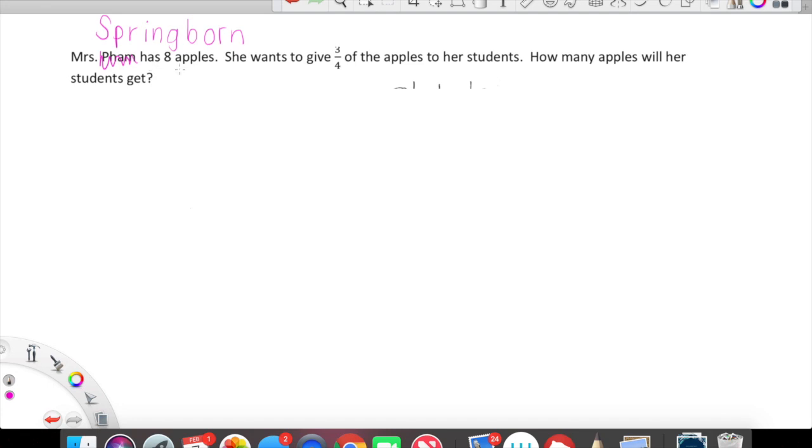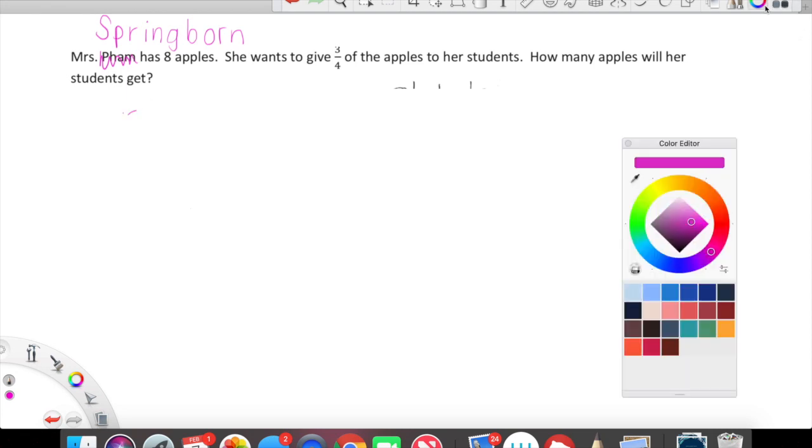Mrs. Springborn has 8 apples. She wants to give 3/4 of the apples to her students. She's the best. How many apples will her students get? Okay, let's go ahead and draw the 8 apples.